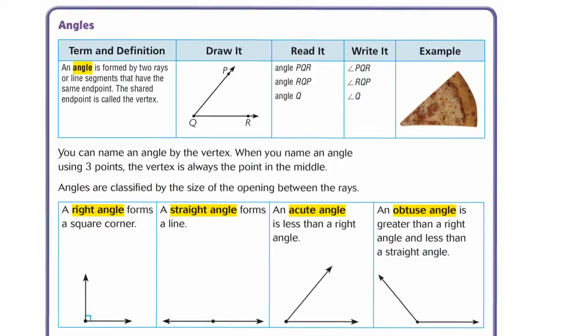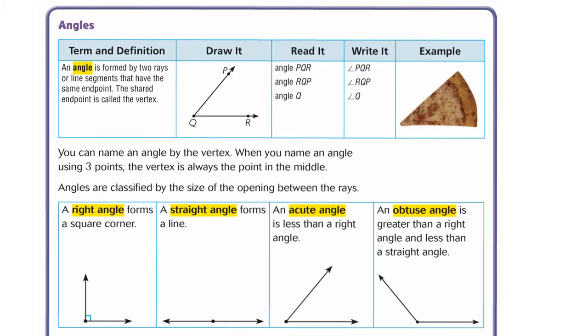We'll go ahead and turn to page 382. The topic on this page is angles. Go ahead and look at the definition. It says an angle is formed by two rays or line segments that have the same endpoint. Same endpoint means they need to be connected like this right here. The shared endpoint is called the vertex. So this little corner would be the vertex of this particular angle.